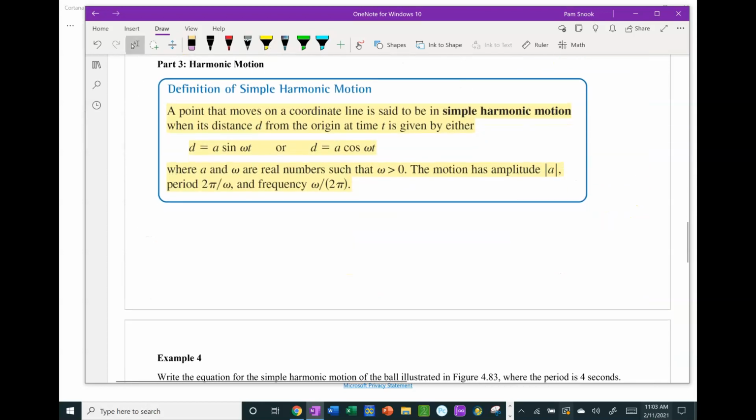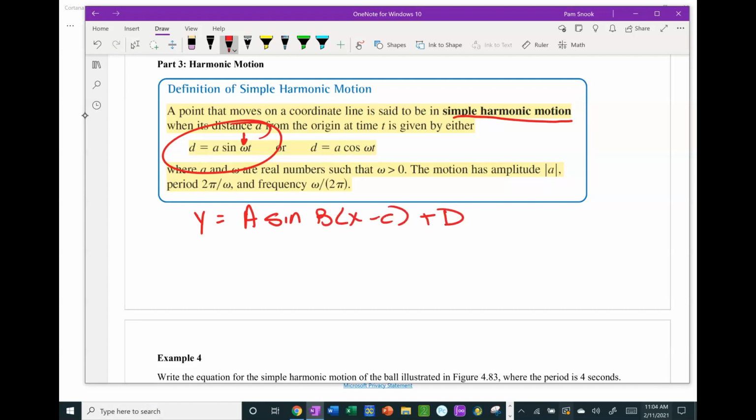All right, the next one we're going to do is with harmonic motion. And harmonic motion just means that your device is moving back and forth. And it says here, a point that moves across a coordinate line is said to be in simple harmonic motion when its distance, d, from the origin is given by either d equals a sine omega t, this little w is pronounced omega, or d equals cosine omega t. Now we're only going to use sine. Don't worry about cosine. And this is a change of notation for us.